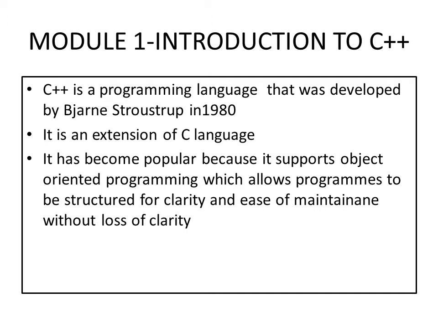C++ is a programming language that was developed by Bjarne Stroustrup in the 1980s. It was basically an extension of the C language. It has become popular in our generation because it supports object-oriented programming, which allows programs to be structured for clarity and ease of maintenance without loss of clarity. Programs with classes and structures are all supported in C++ programming. So it was popular in those days and until now.